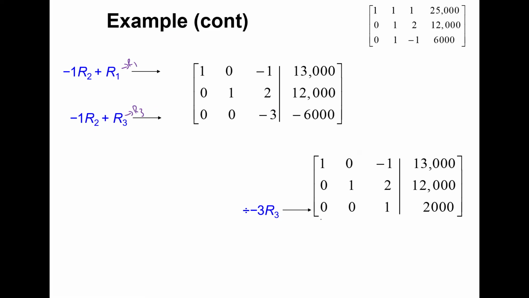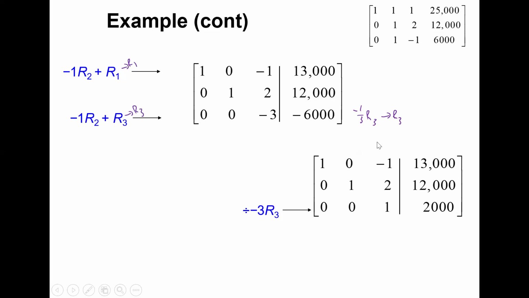And so they say divide by -3. I would most likely say, let's take a minus 1/3 row 3, and that's the new row 3. And so that's another way to rewrite that. So you can divide by 3, or you can say a minus 1/3 of row 3 goes to row 3. In any case, that gives us our Z is equal to $2,000.